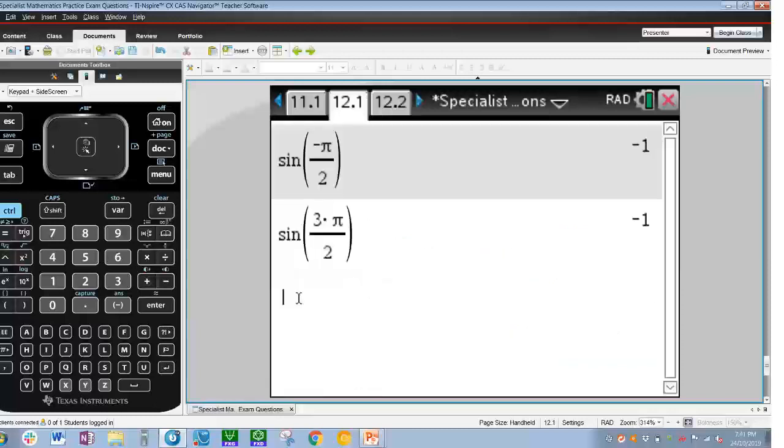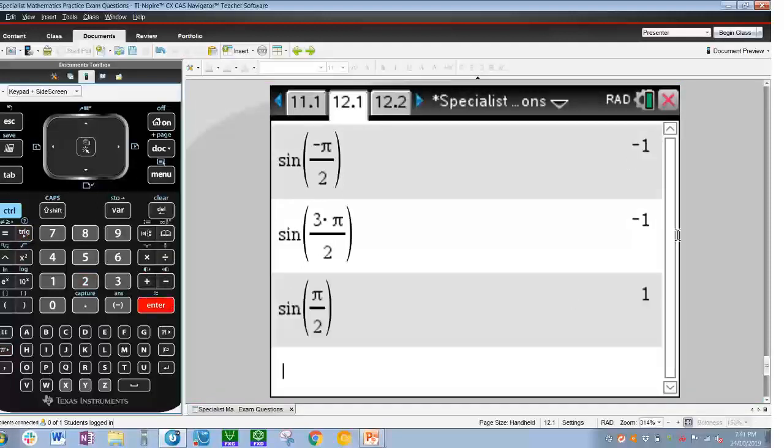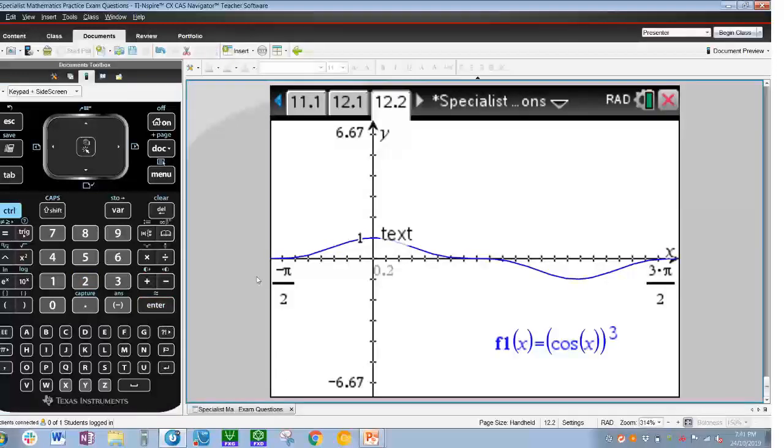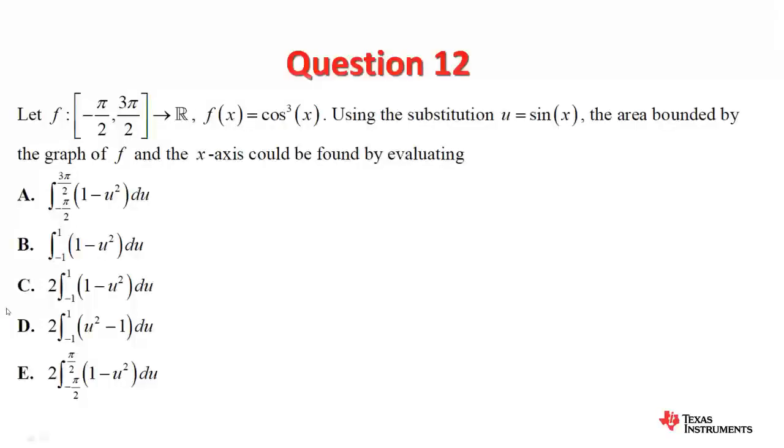So before we put pi on 2, we have to find the new terminal in terms of u. So trig sine pi over 2, and there we go. So between negative 1 and 1 is the integral, is the area we want, and we simply have to double that. Going back to our options, here we go. Option C has double the integral from negative 1 to 1 of 1 minus u squared du. There we go. Option C is the correct answer. This question was similar to 2009's exam 2, question 10. Only 23% of students got this correct.